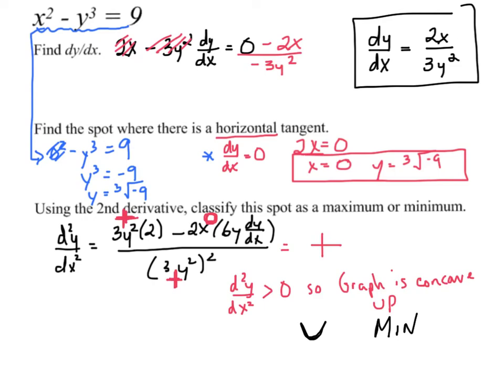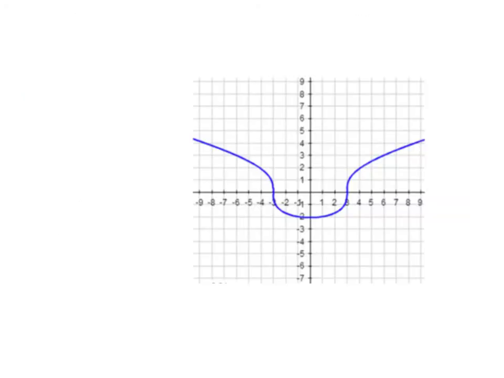Let's check with the graph. Okay, remember the point is when x is 0. So here's the graph, and you can see that we do have a minimum when x is 0 and y is the cube root of negative 9, which is just negative 2 point something. So you can see we have a minimum there.